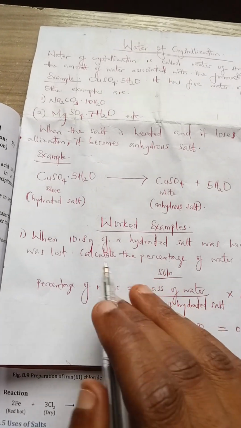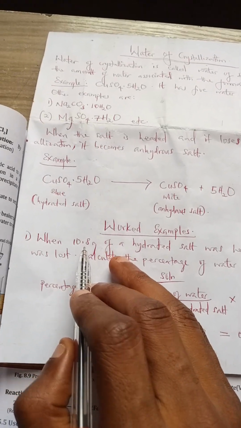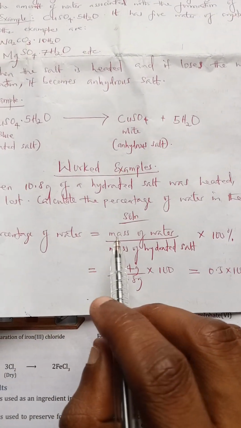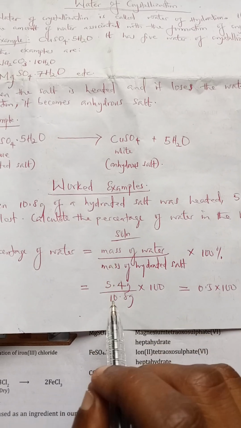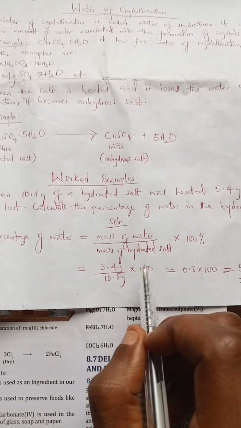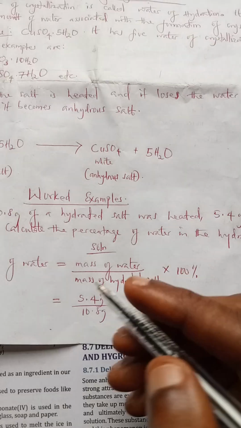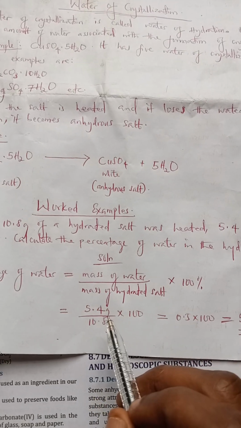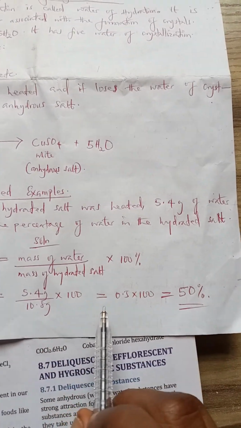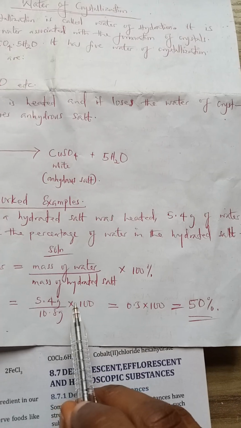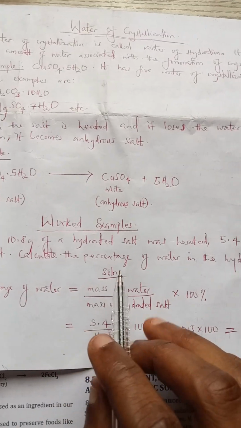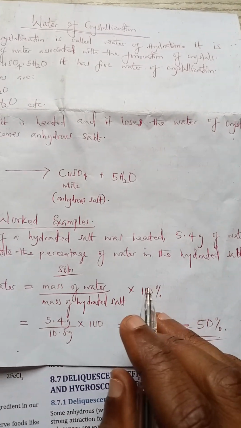100. Remember from the question, hydrated salt is 10.8 gram and water is 5.4 gram. So if you substitute into this formula, you are going to get 5.4 divided by 10.8 multiplied by 100. We are multiplying by 100 because it is a percentage. So if you carry your calculator now and divide 5.4 by 10.8, you will get 0.5, and that 0.5 now you multiply by this 100, you will get 50%. So your answer is that the percentage of water in the hydrated salt is 50%.